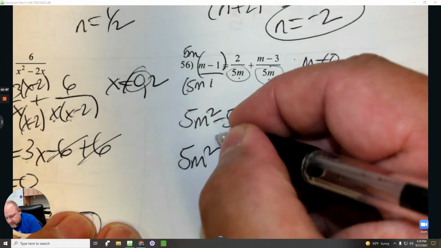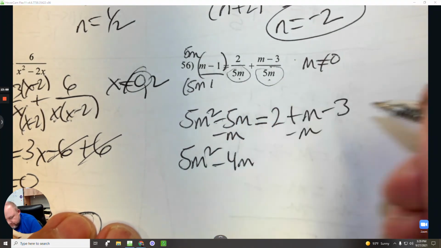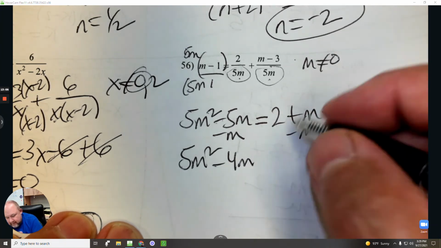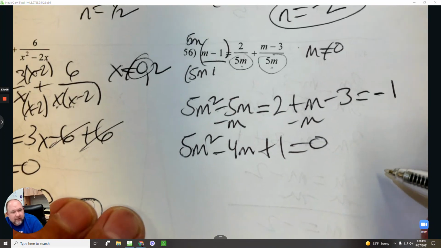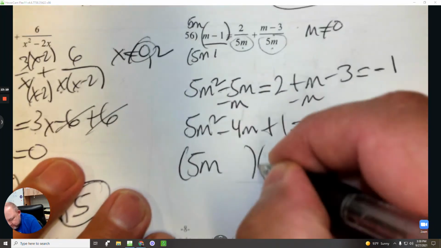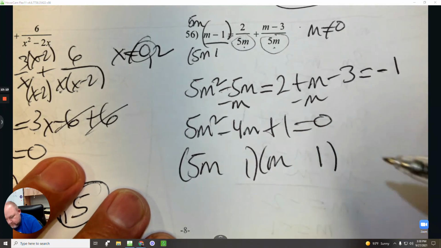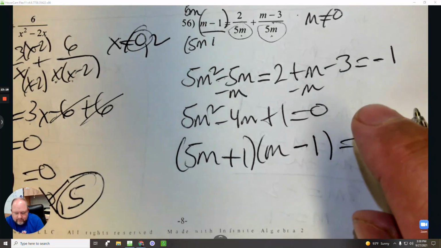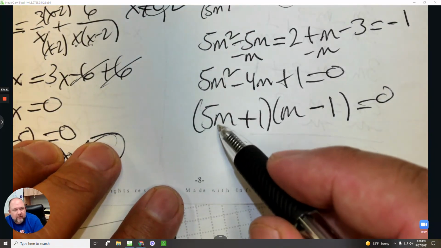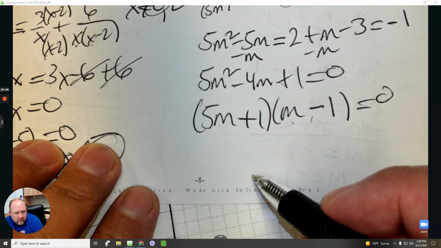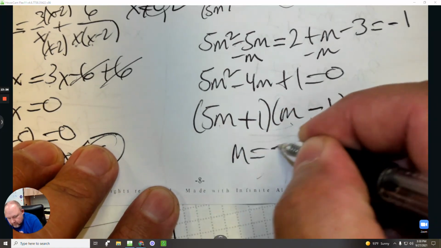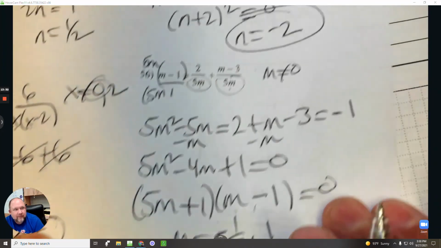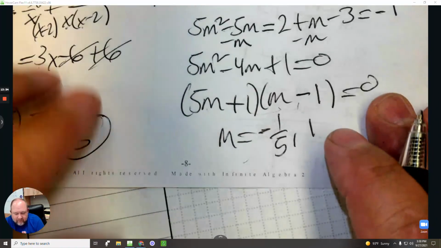Subtract m to both sides. Two take away 3 is negative 1. So add 1 to make it equal to 0. And now we're going to factor this. So this is negative 5 plus 1 makes negative 4. So one answer is negative 1/5 and the other answer is positive 1. Double check. They both work. No extraneous solutions. And we're done.